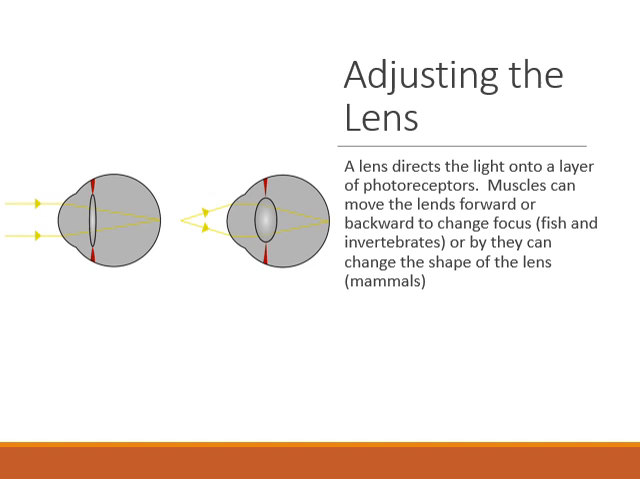Oh, interesting note. In humans and mammals, we use muscles to control that contracting or expanding around the lens. Fish and invertebrates actually move the lens itself forward and backwards. If you ever look at a fish's eye, it's kind of weird because that lens is almost utterly detached.